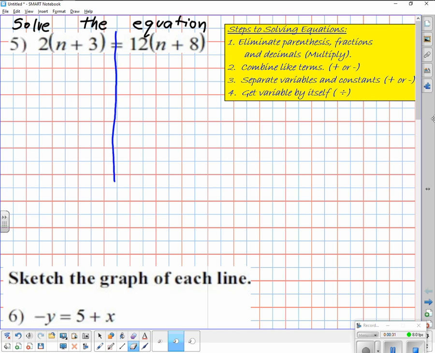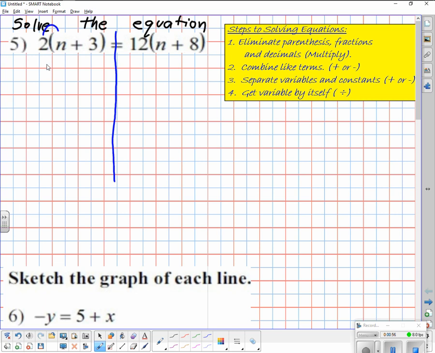Okay. So step number one, eliminate parentheses, fractions, and decimals. To do that, you must multiply. So look at the problem. Do you see any parentheses, fractions, or decimals? Okay, so what it is, parentheses. So what this is, distributive property. Everything inside gets multiplied by the number on the outside.